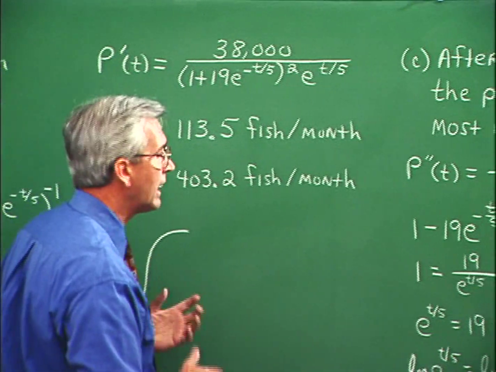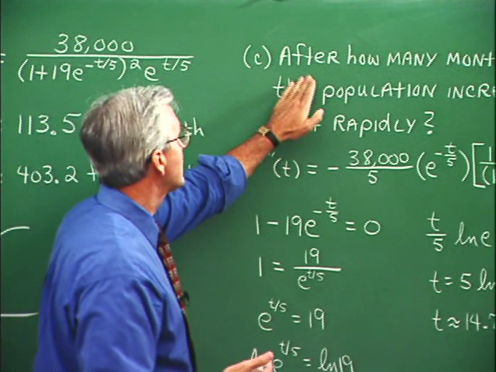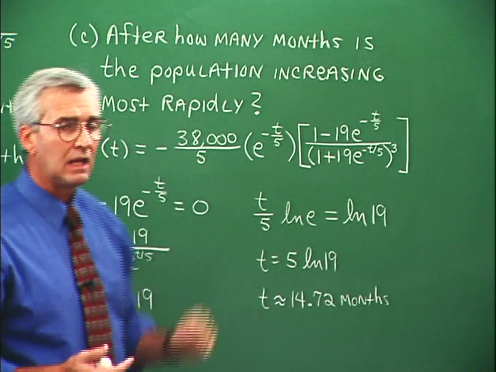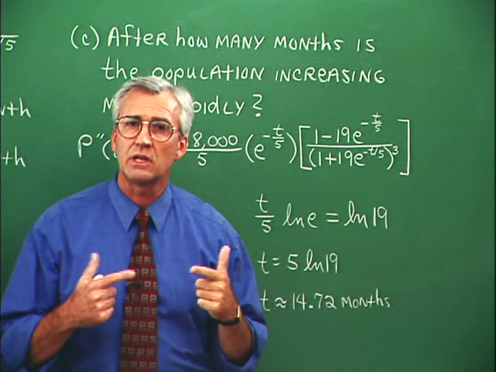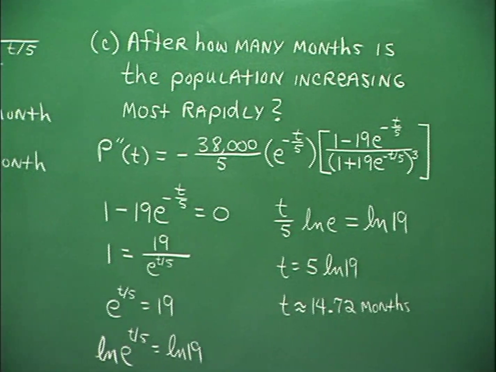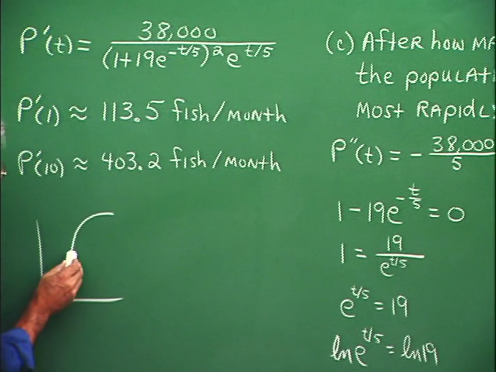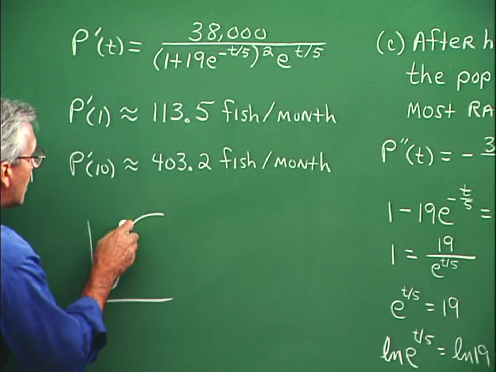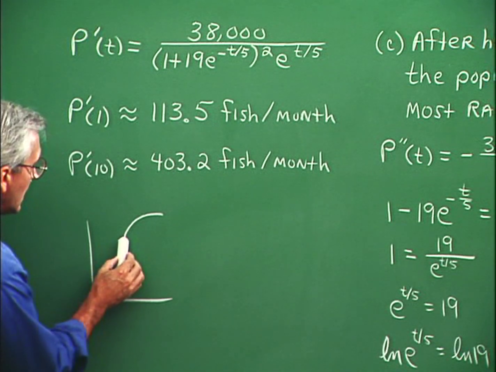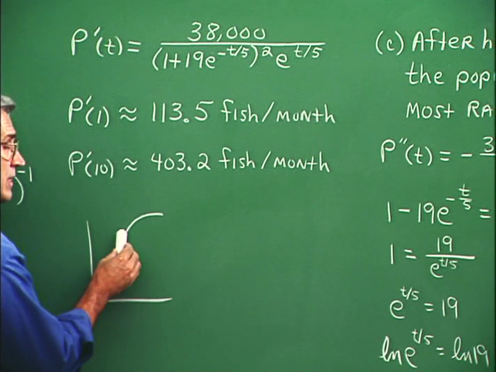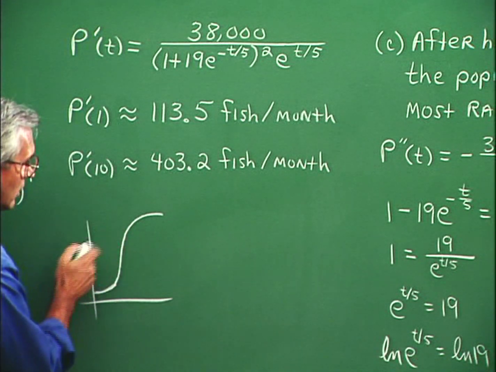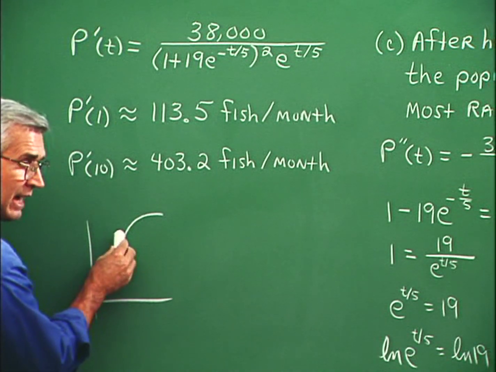The next question here related to this increase situation is, after how many months is the population increasing most rapidly? Now, come back over here and look at the graph. Graphically, we're looking at that spot where our tangent line would be steepest. The slope of the tangent line would be steepest. And when is it as steep as it's going to get? At what point? That is what we're looking for. We're looking for a time associated with that.